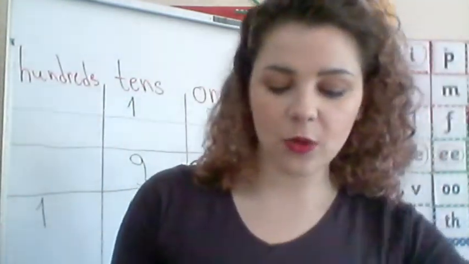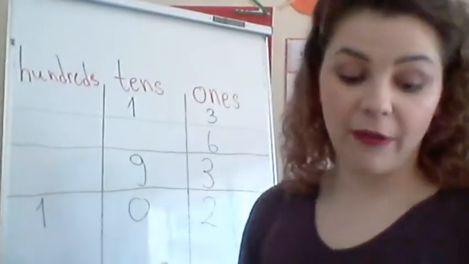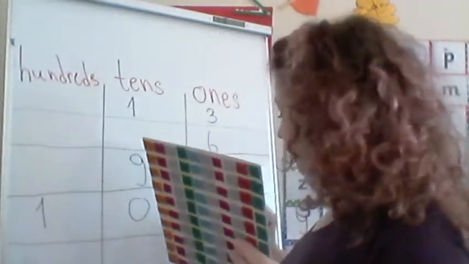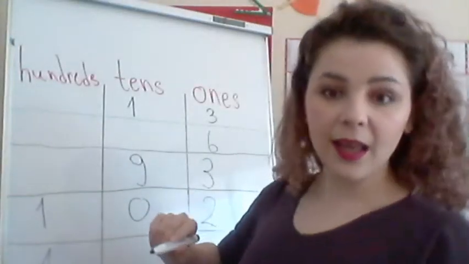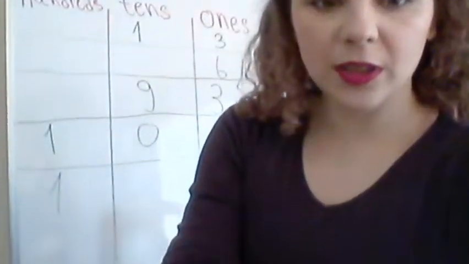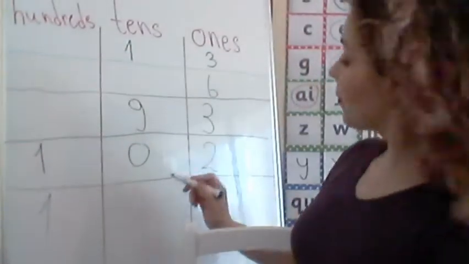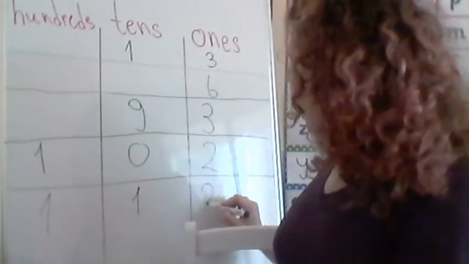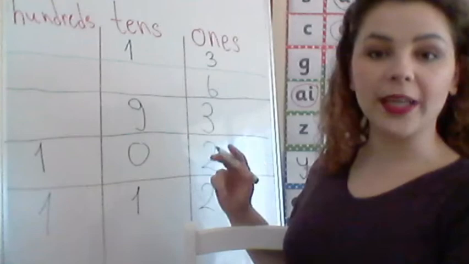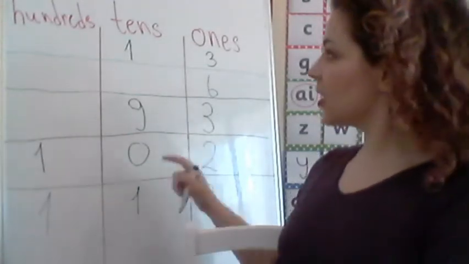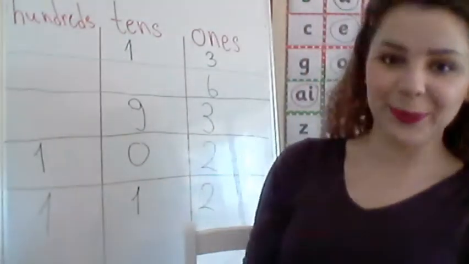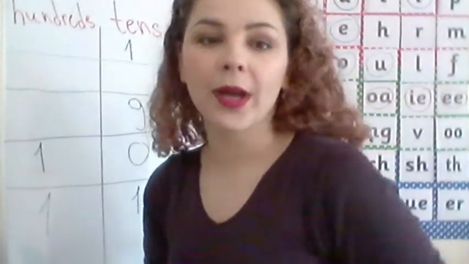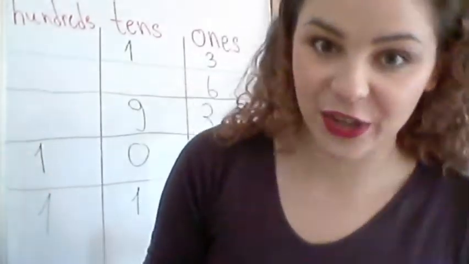So let's write that down. We have how many hundreds? 1. How many tens? 1. So just fix the camera so you can see better. And how many of these? 2. And this is how we got to number 112, 1 hundred, 1 ten, and 2 ones. Oh, 2 ones, sorry. Okay, so I hope you were able to do this together with me.